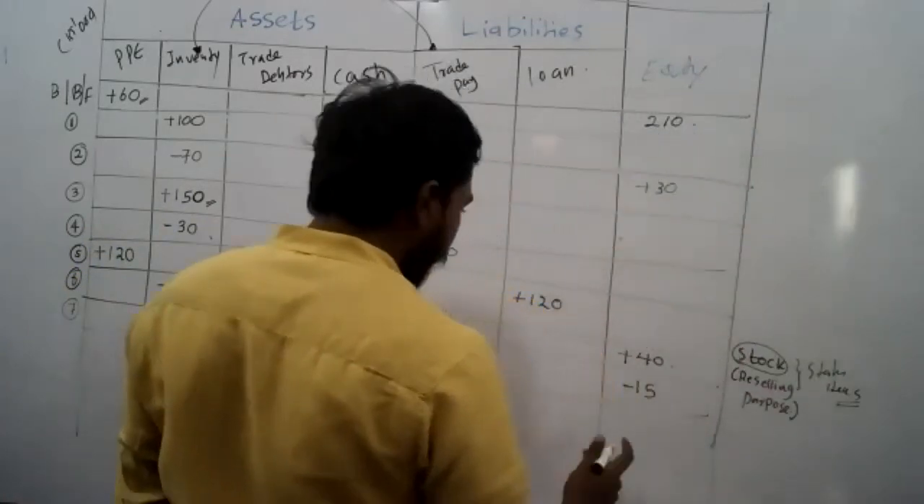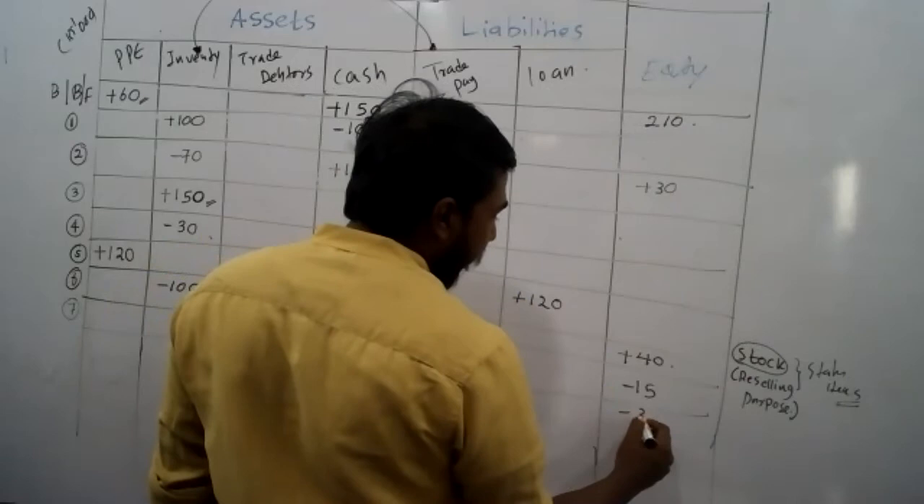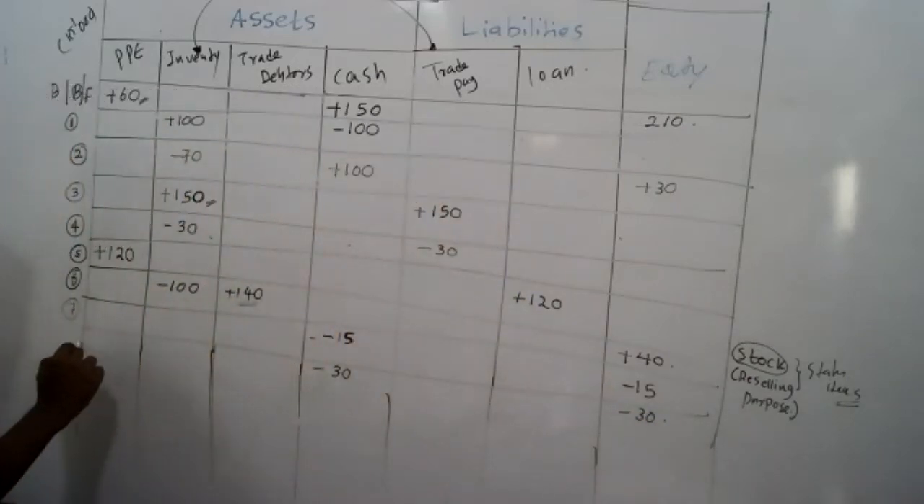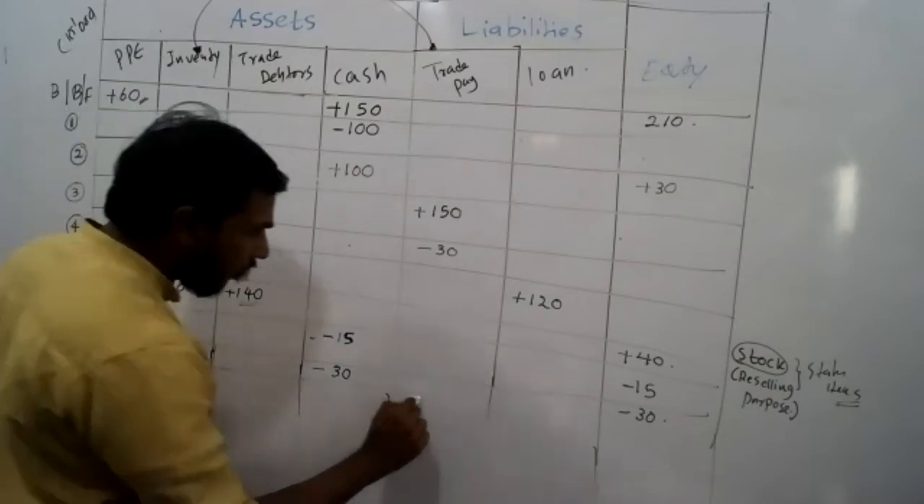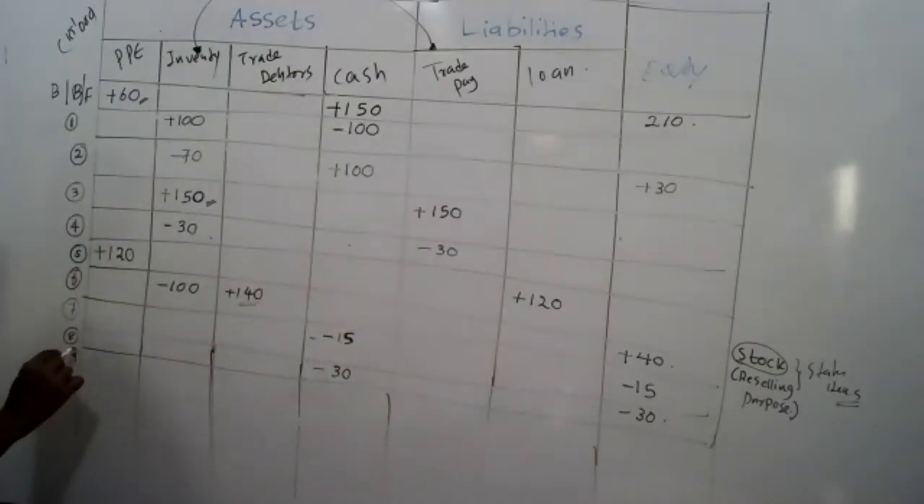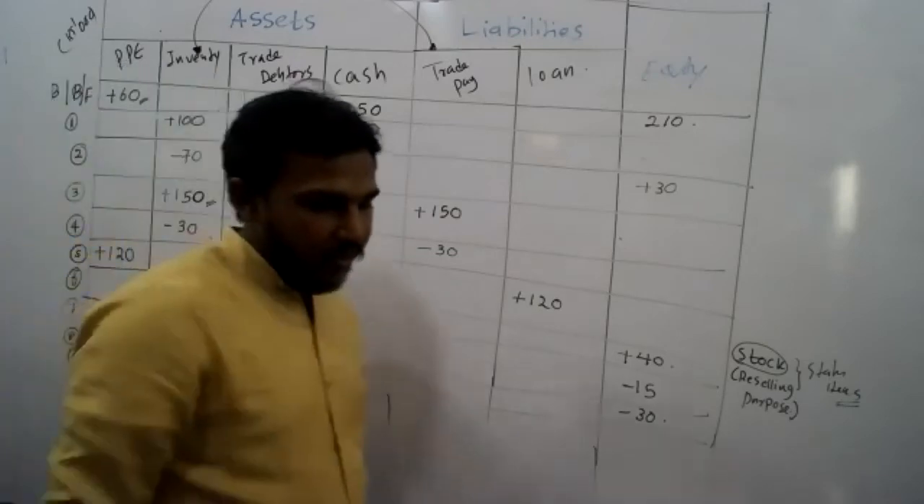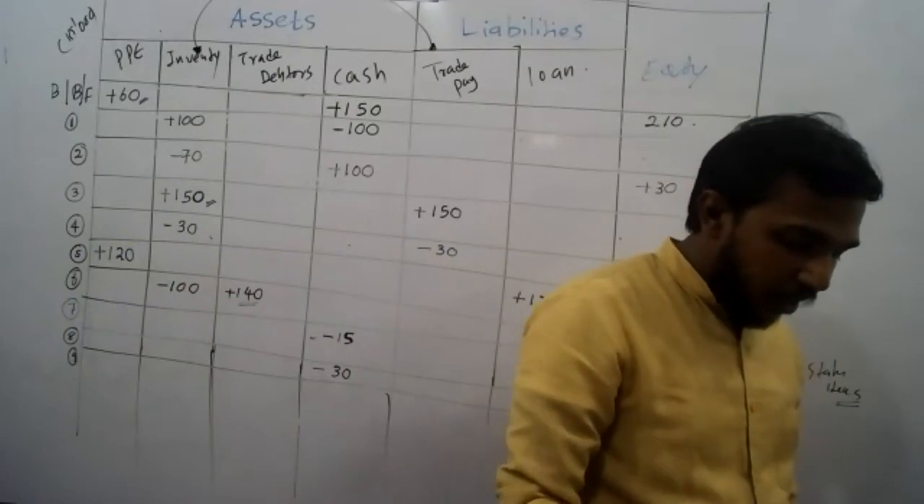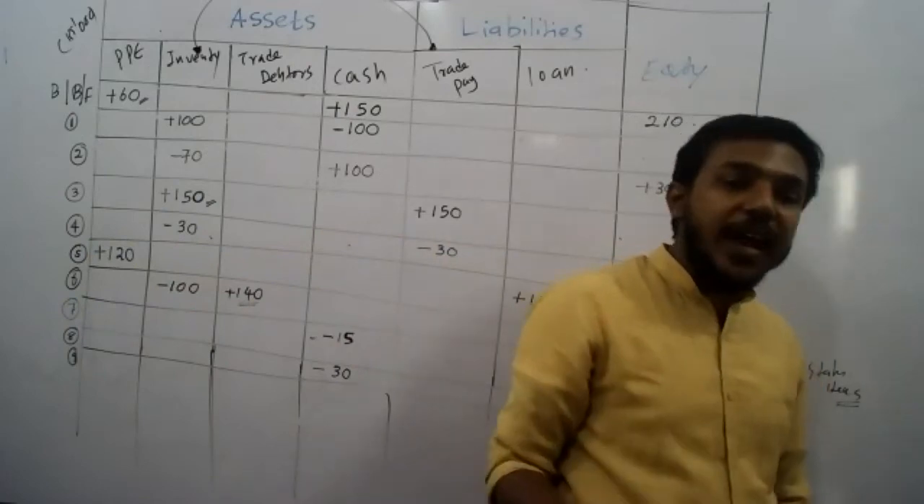Then it's drawings. So equity decreased by 30. So the equity should be decreased by 30, right? This is 3. Then the ninth one is: paid stationery supplies subject to 5% discount on the outstanding balance.